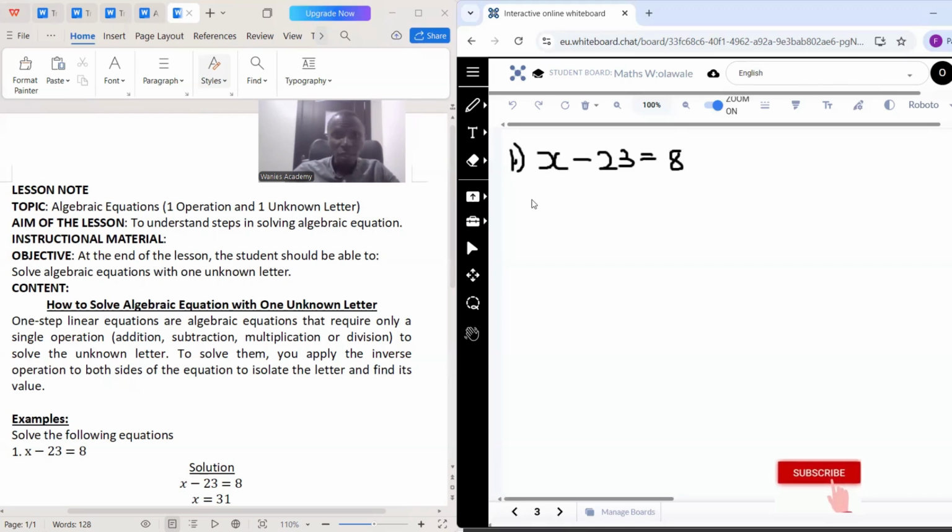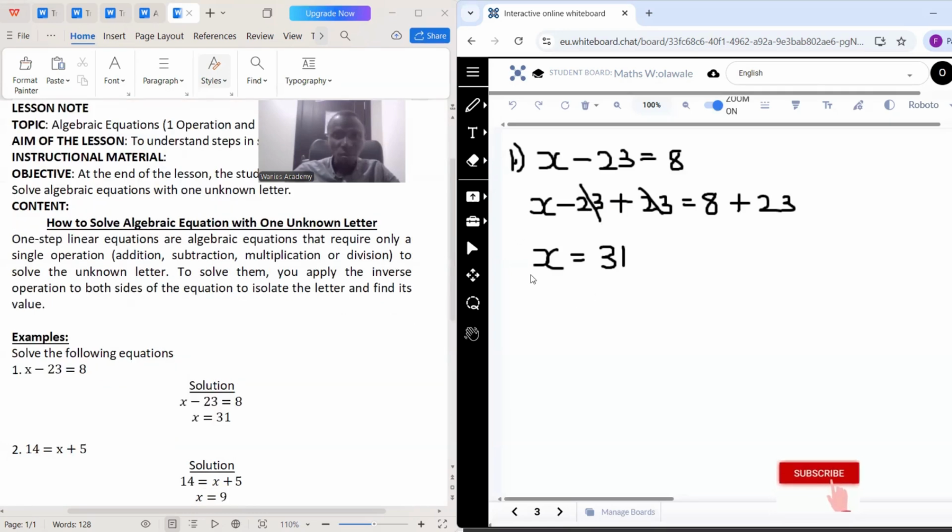So adding 23 to both sides, we have x minus 23 plus 23 equals to, we're also adding 8 to the right-hand side of the equation. That's 8 plus 23. Because minus 23 plus 23 is going to give us 0, so we have only x left. Then equals to 8 plus 23. We're going to have that to be 31. So we can have the value of x to be 31.